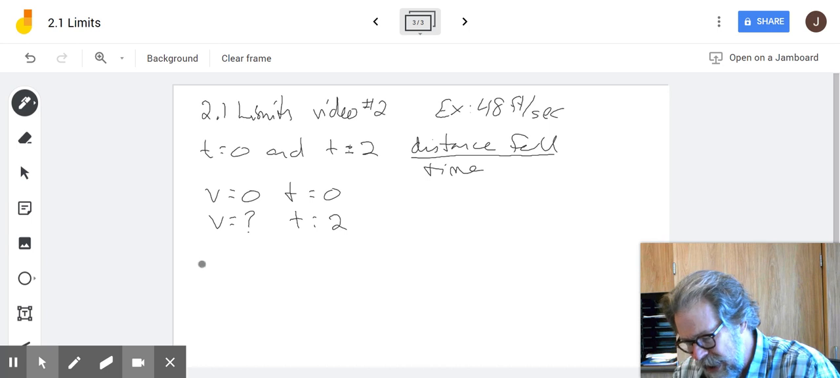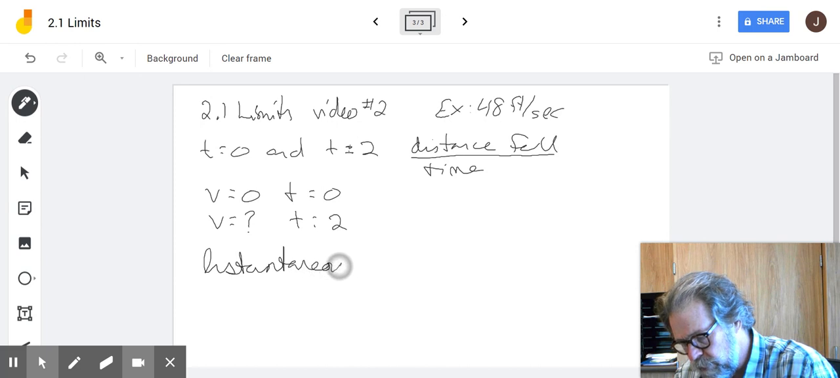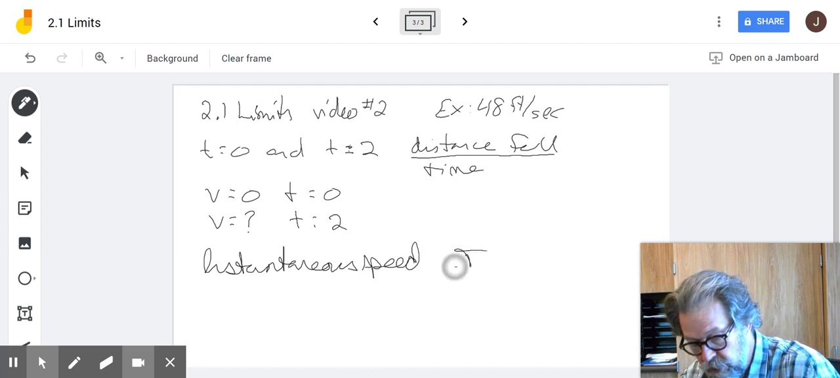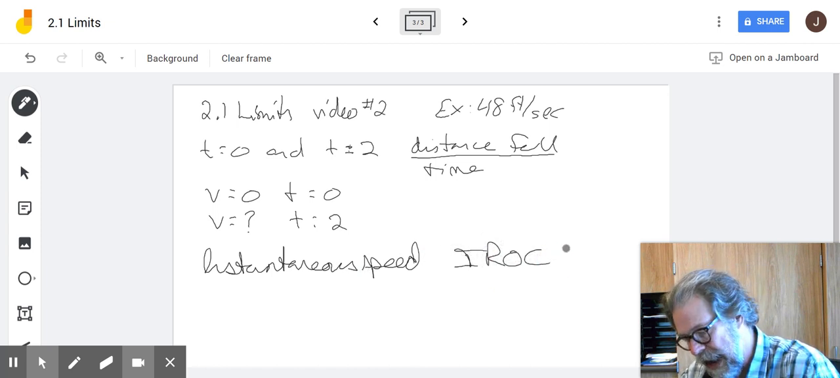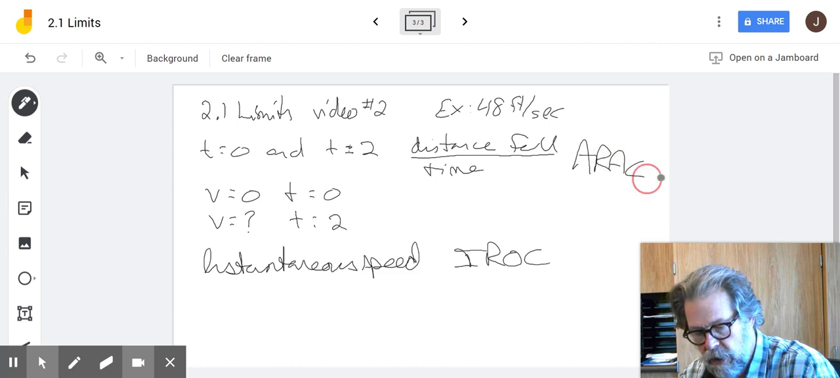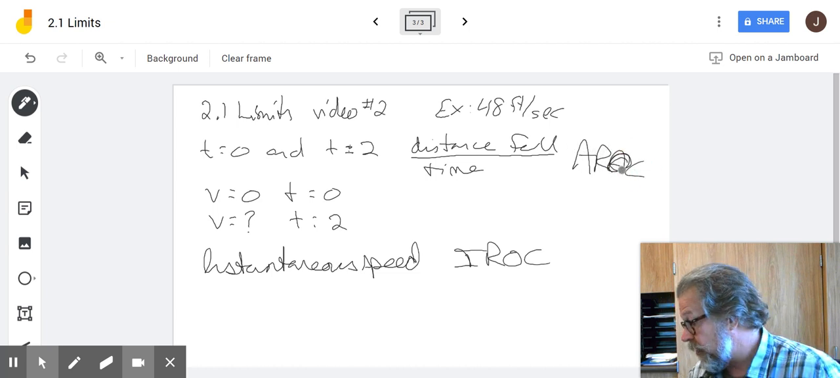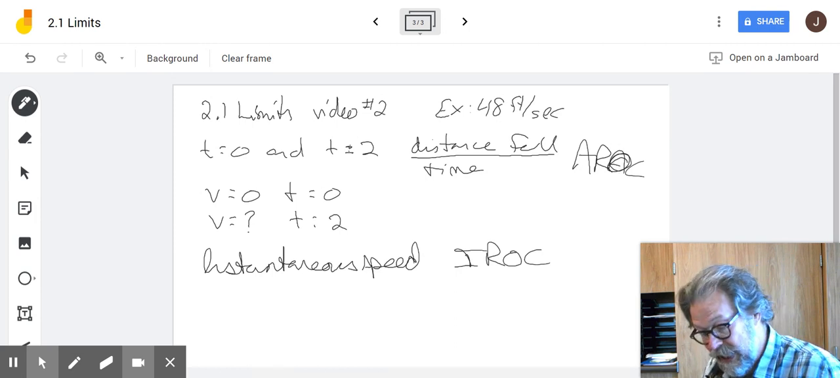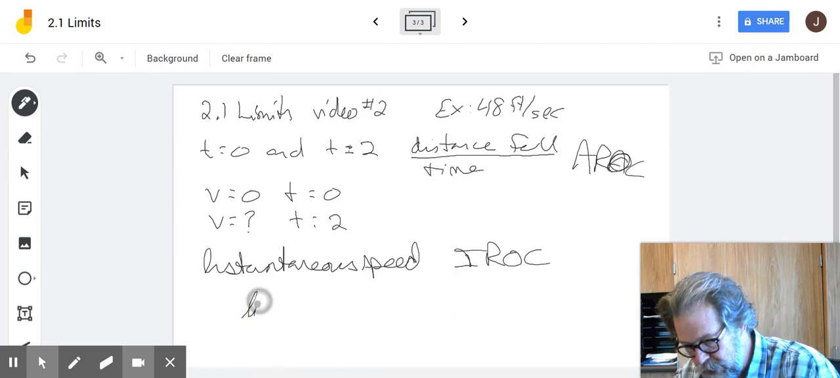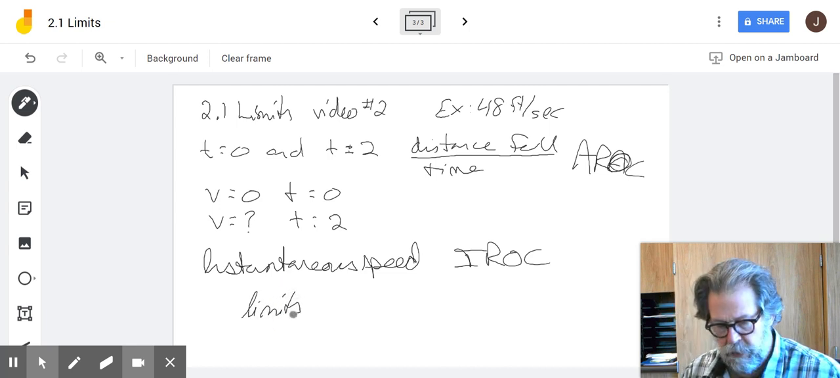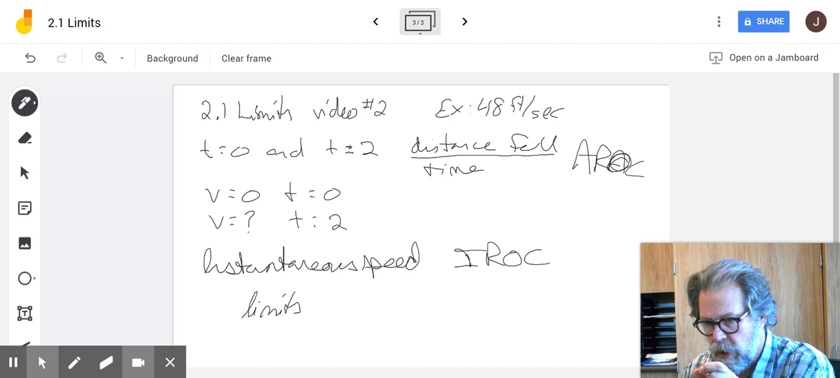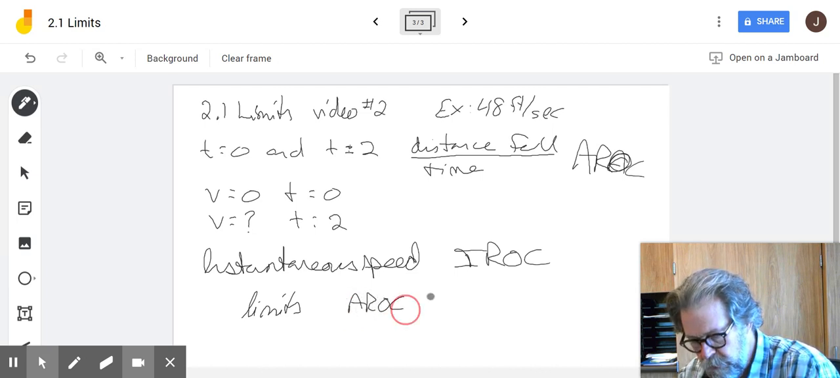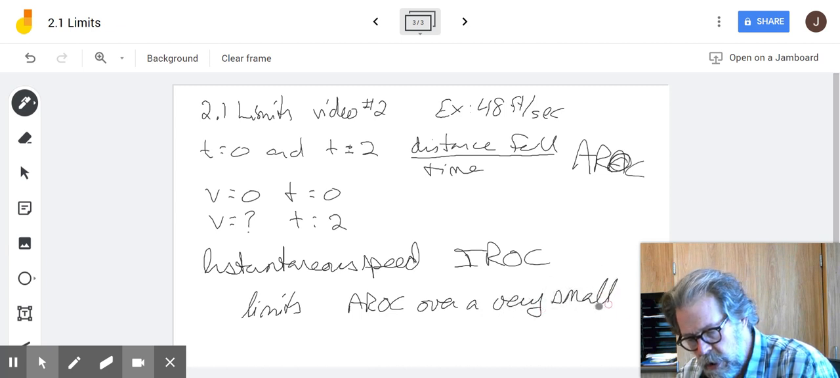So what we're talking about at any given instant is an instantaneous speed, or an instantaneous rate of change, also known as IROC. Average rate of change, by the way, AROC. So, how do we find an instantaneous rate of change? Well, this is where the concept of limits comes in. What is the average rate of change over a very small time interval?